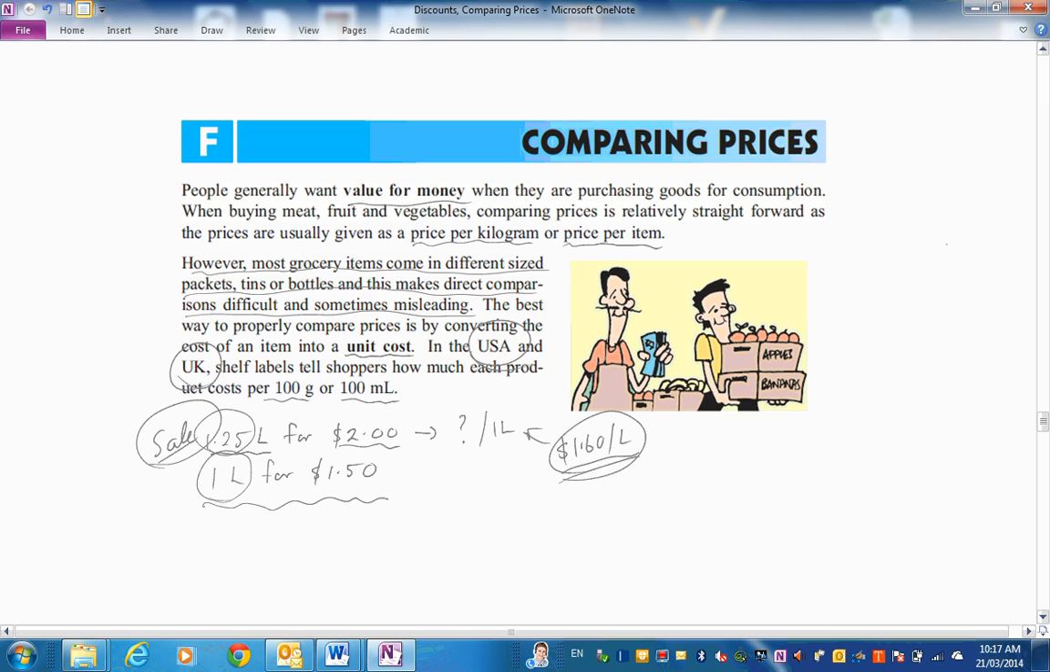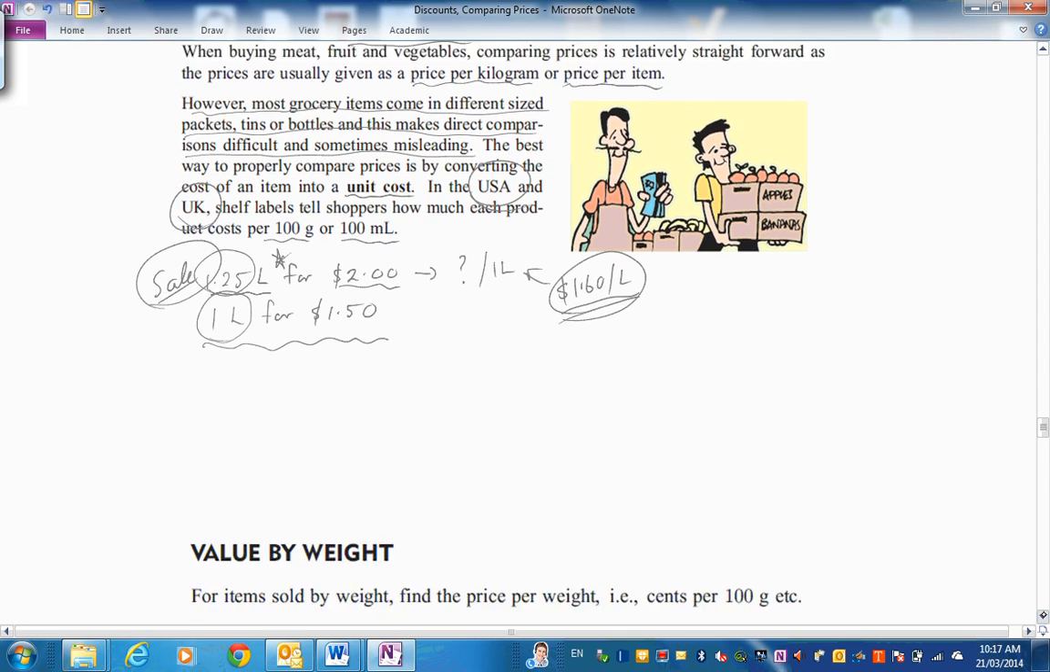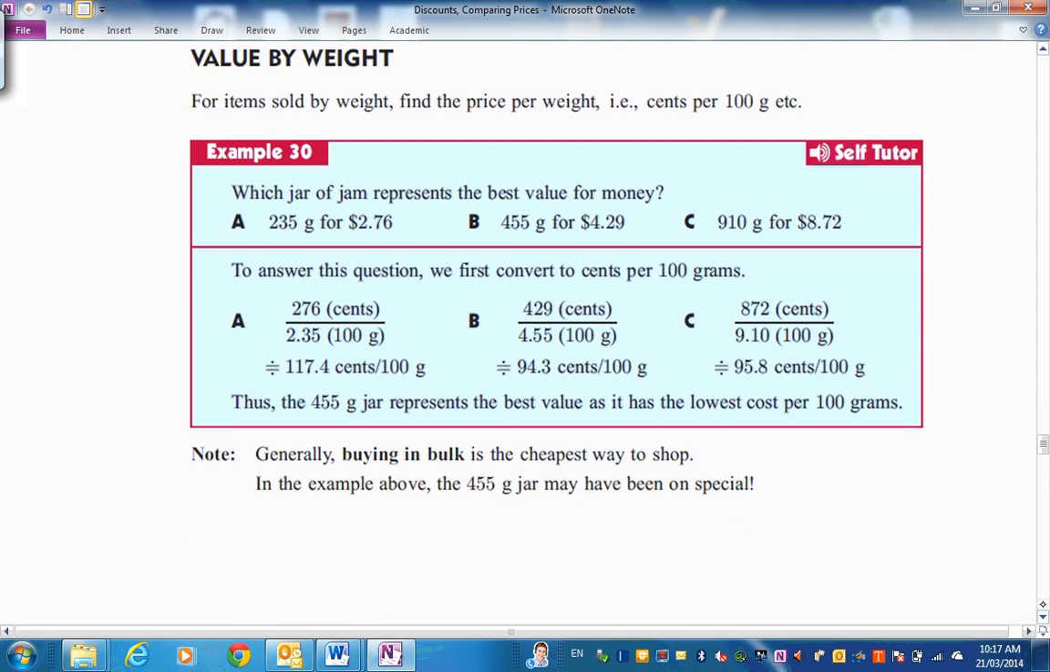Because often people think, oh, I'll buy more, it's usually cheaper to buy more. Okay, so just check that it is. Bulk buying isn't necessarily cheaper. We're going to come on to that in a minute. Let's have a look now at doing it by weight.